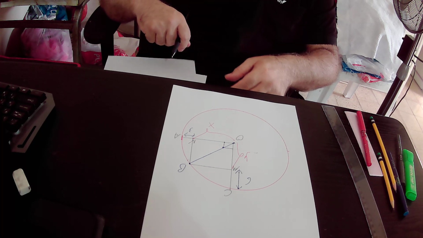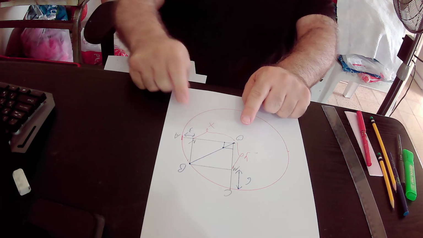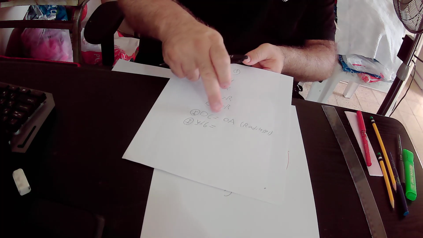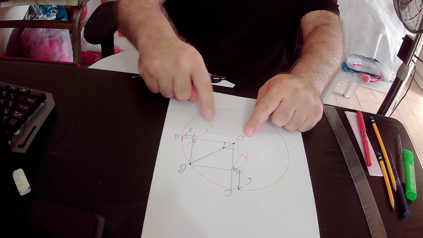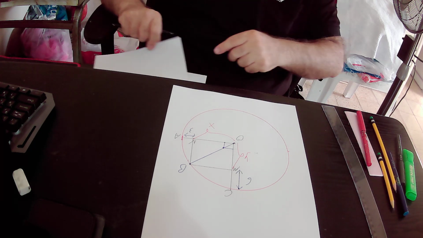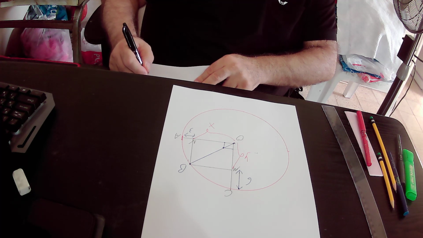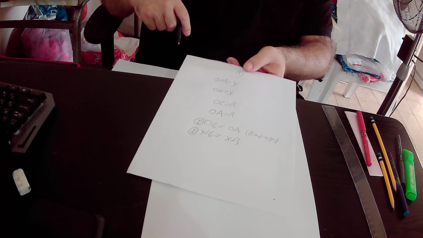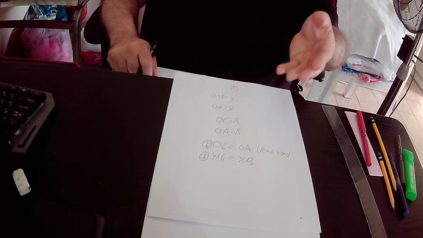And OA equals x plus 3, so we can substitute OA in the first equation by x plus 3. So we got the first equation that states that y plus 6 equals x plus 3.